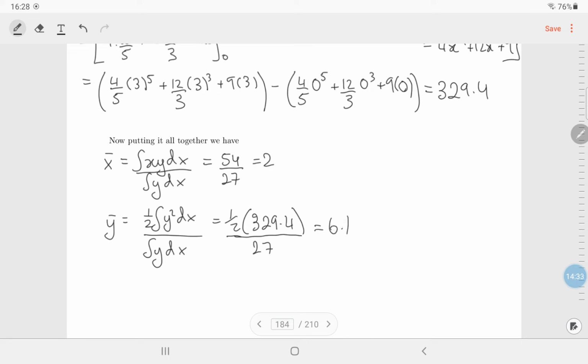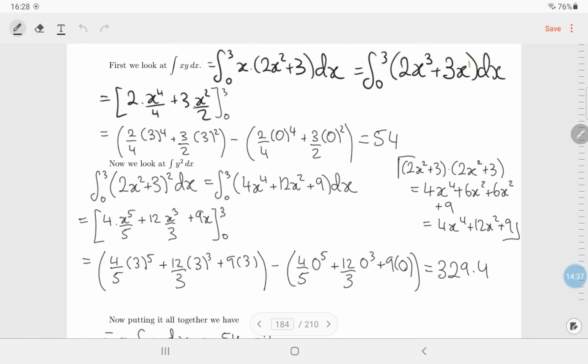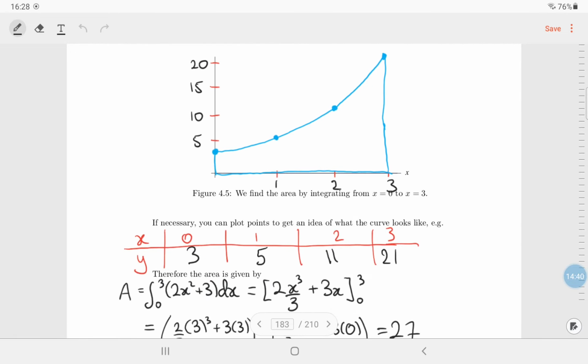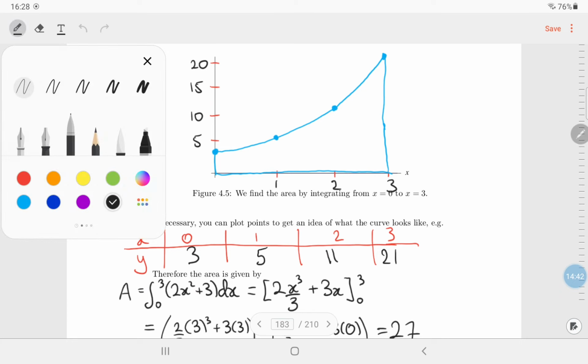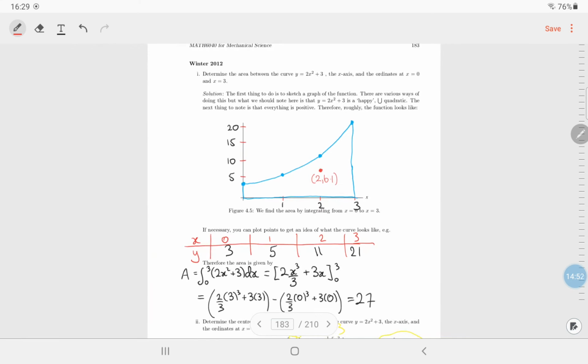Now what we'll do is we'll go back to the picture at the end, or at the start I should say, and put it in, and hopefully it makes some kind of sense. So x equal to 2, y equal to 6.1, something like this. Yeah, that makes a bit of sense. So that's the last thing you have to do. So sketch, find the area, find the centroid, and indicate on your sketch the position of the centroid. That's basically it.